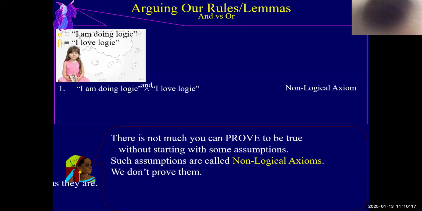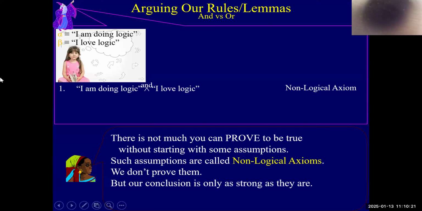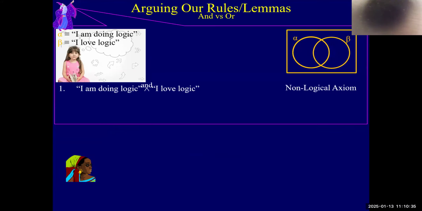We don't prove these assumptions, right? Our conclusion is only as strong as the assumptions are. Everybody see that? We're going to prove things, and we're not proving they're true in every universe. They're only true in the universe in which our axioms are true, right? So here we're going to parallel it with Venn diagrams. The and is this, right?